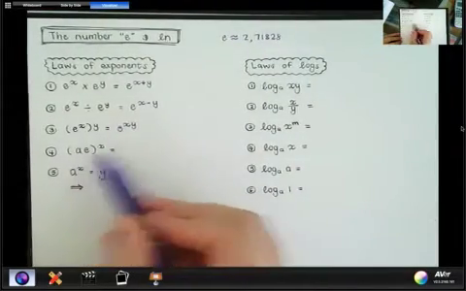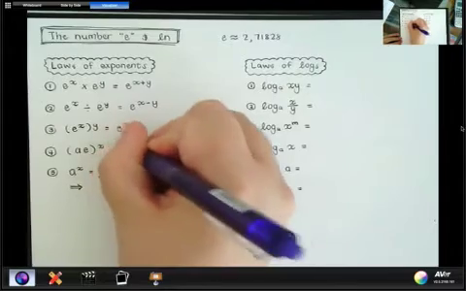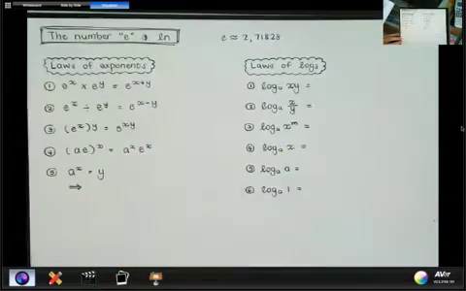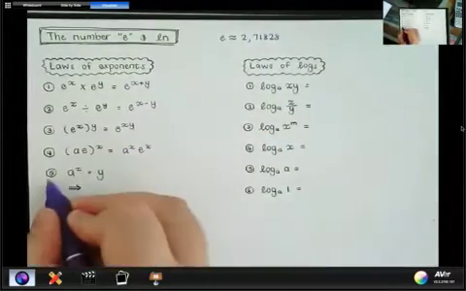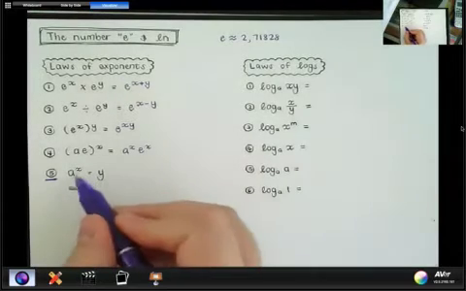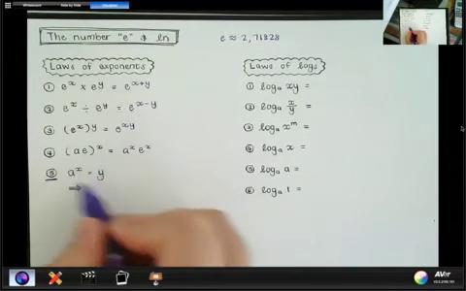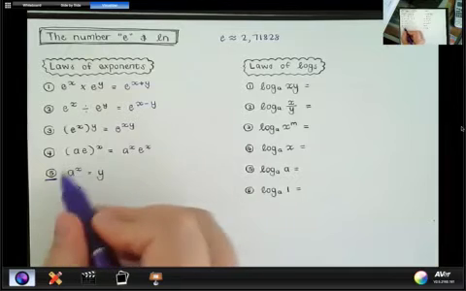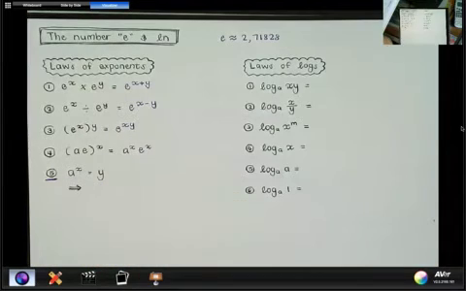a times e, all in brackets to the power of x, is a to the x times e to the x. And then this last one isn't actually a law of exponents, but it has to do with going from exponential form to log form, because we are going to use it in the examples and in the exercise. So if you have a to the power of x is equal to y, we did do this last year. Did we? I actually can't remember if we did. I feel like we did. Correct me if we didn't. It does feel to me like we did.